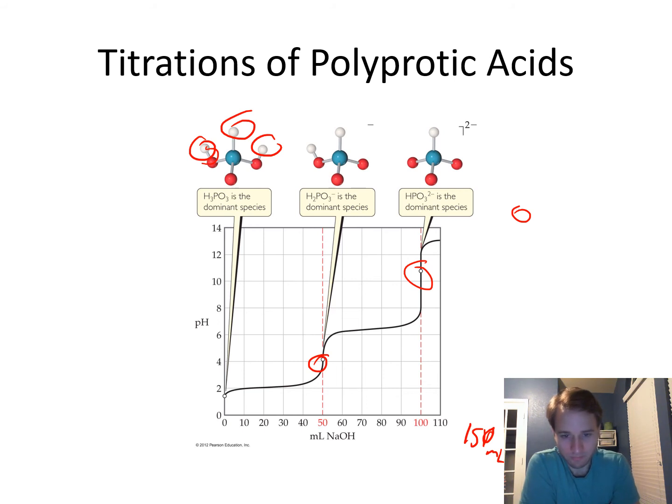So the number of equivalence points is equal to the number of acidic protons that you have. And notice that the pH at equivalence point is increasing for every equivalence point. But basically, the titration of a polyprotic acid looks like the titration of a weak acid with a strong base. It's just that you then keep going and have multiple equivalence points, depending on how many acidic protons there are in your acid.